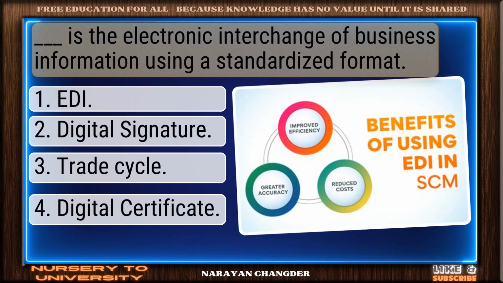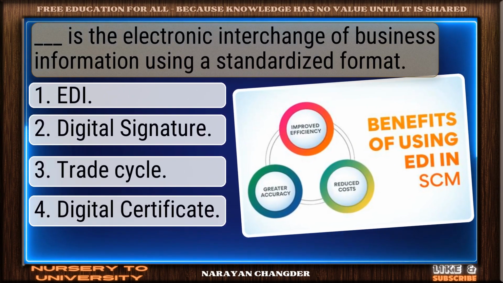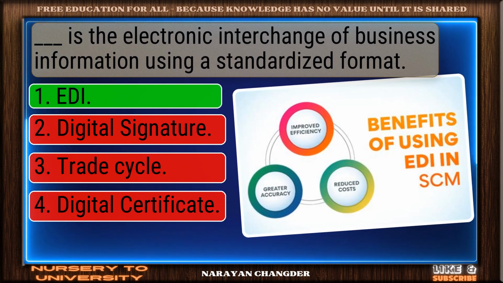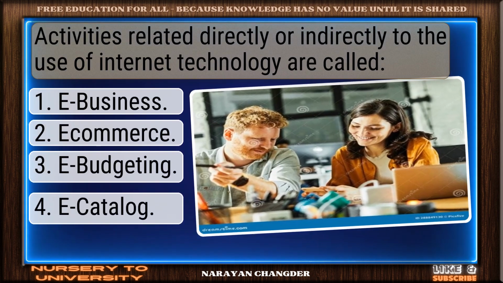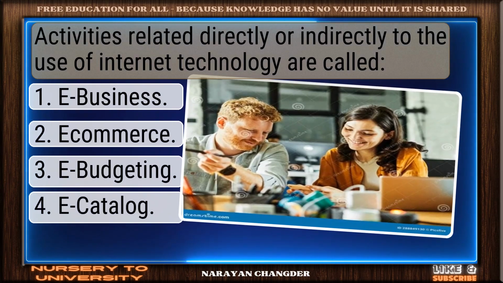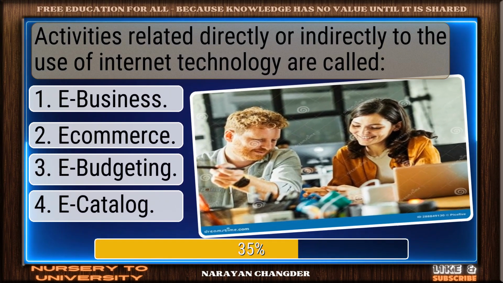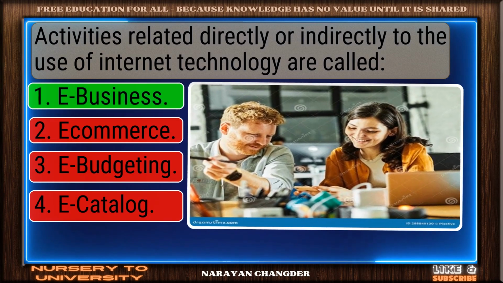Dash is the electronic interchange of business information using a standardized format. Strong choice. EDI is right. Activities related directly or indirectly to the use of internet technology are called. Smart pick. E-business is correct.